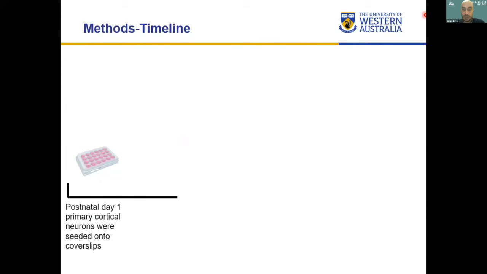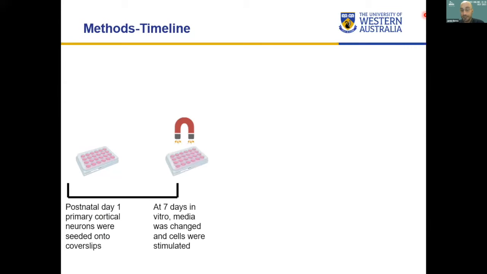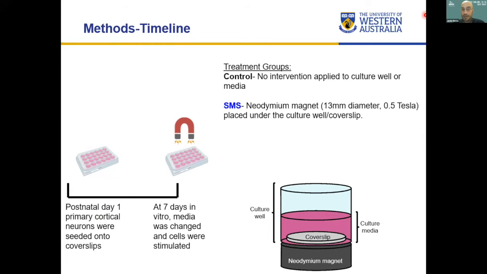So we opted to do this in vitro. We obtained postnatal day 1 cortical neurons. We seeded these onto cover slips and maintained these in culture for 7 days. And then on the 7th day, we did a media change and the cells were stimulated according to our treatment groups. One treatment group was just a control where no intervention was applied to the culture well or the media. We had our static magnetic stimulation group, which was delivered by a rare earth neodymium magnet, 13 millimeter diameter at 0.5 Tesla. And this was placed underneath the culture well, underneath the cover slip, so the magnetic field was in constant contact with the neurons.